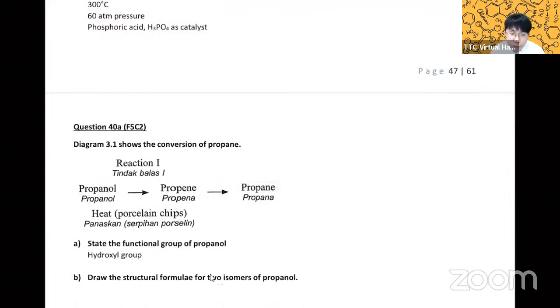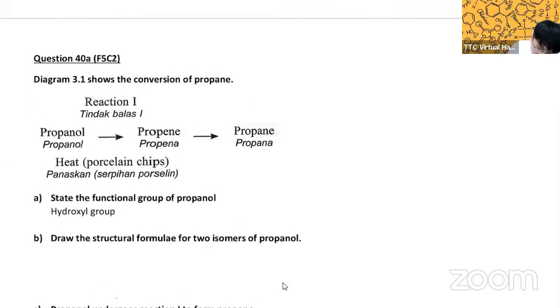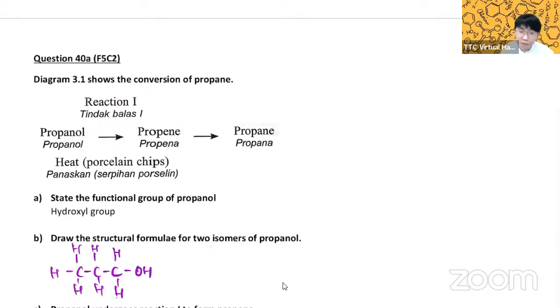Okay, so draw two isomers for propanol. What are isomers, guys? Do you remember the definition for isomers? Same what? Different what? Same molecular formula, but different structural formula. It means they have the same amount of C, H, and O, but they are drawn differently. So if you draw the first, easiest propanol, you're going to have 3C, bonded to 1 OH, and the rest bonded to 7H. This is the first isomer.